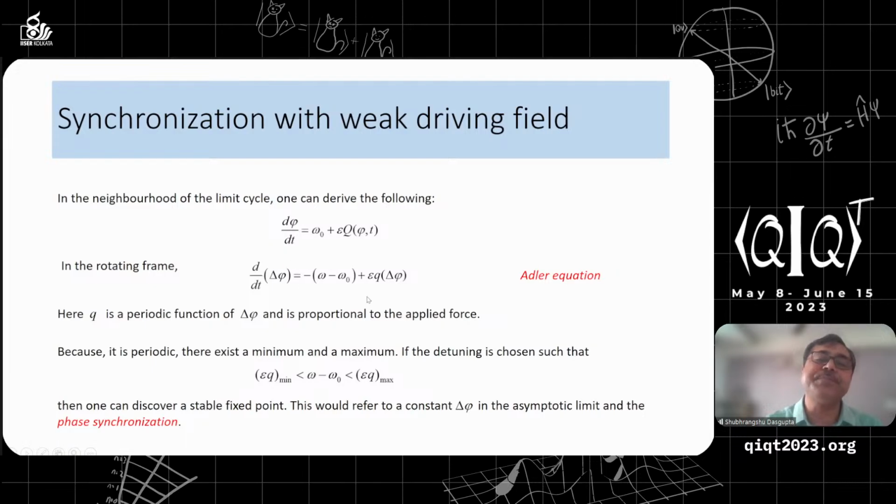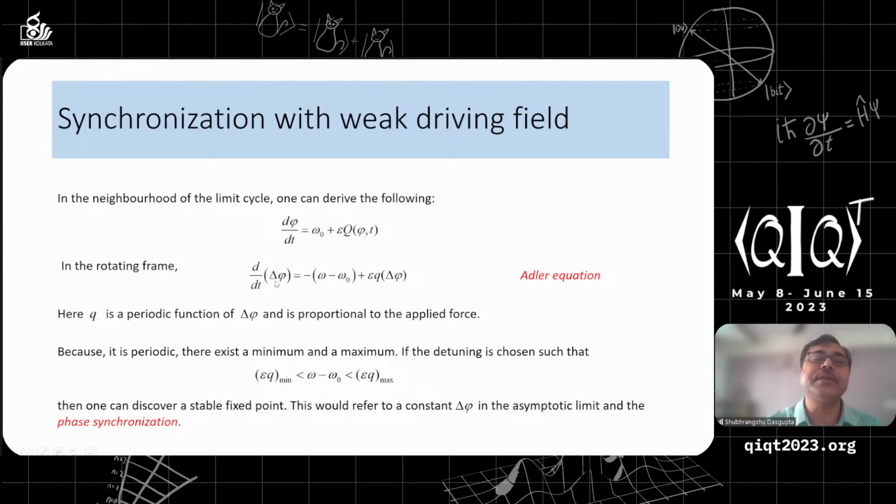Because this function Q is periodic, there must exist a minimum and maximum. And if it happens that on the right hand side the value is 0, then I can say that delta phi becomes constant. So if it is periodic and it crosses the 0 line of this variation, then there must be two values of epsilon Q, minimum and maximum, within which it will become 0, and the detuning will be equal to that particular value, and by that time the derivative of delta phi vanishes, and that means it becomes phase synchronized. The phase difference becomes constant. So this is nothing but one stable fixed point.